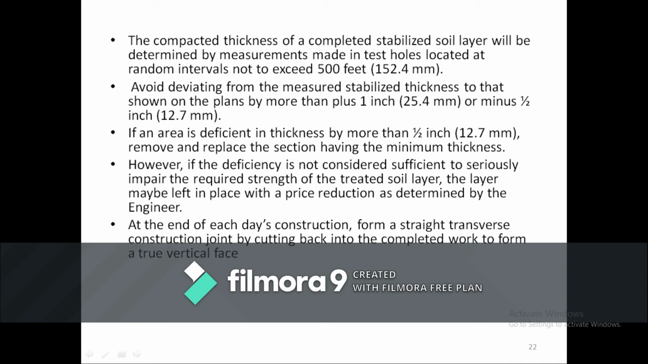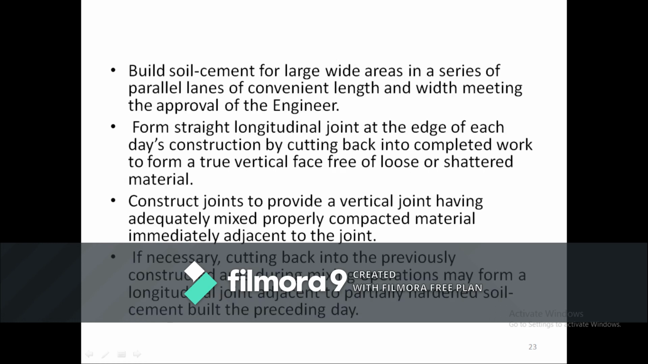At the end of each day's construction, form a straight transverse construction joint by cutting back into the completed work to form a true vertical face. So what is the next thing? At the end of the day's construction, if a construction joint is needed, you need to construct it, or else if it can be laid in one go, we can do that. Build soil cement for large wide areas in a series of parallel lanes of convenient length and width meeting the approval of the engineer.